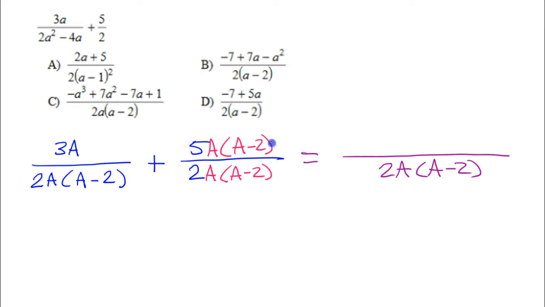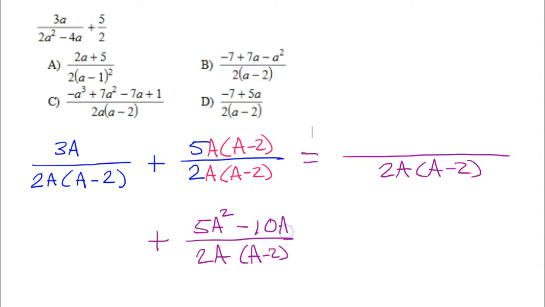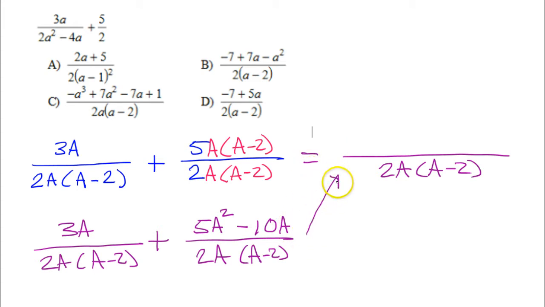You know what, I'm going to have to do the distributive property over here. Five a times a is 5a squared. 5a times negative 2 is negative 10a. Okay, now it's easier to see what I'm about to do as I combine these numerators. So I'm really going up like this.